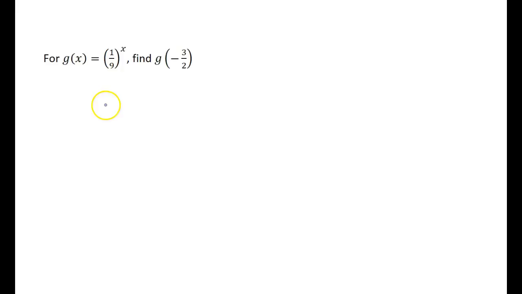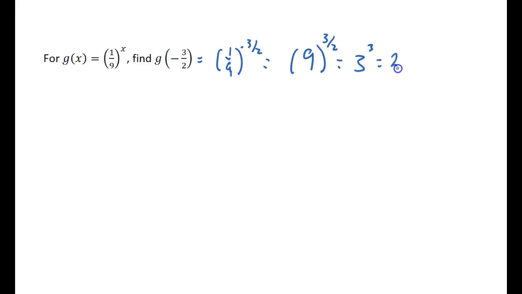X can be a negative number. So if we want to do g of negative 3/2, and g of x is 1/9 to the x power, that's going to be 1/9 to the negative 3/2, which means that's 9 to the positive 3/2, because if I have a negative exponent, I flip the base and it becomes positive. This means take the square root of 9 and cube it, and I get 27.